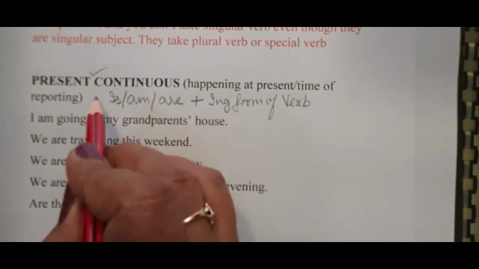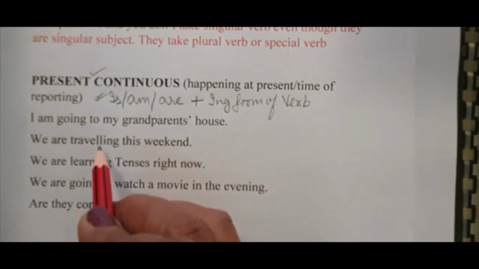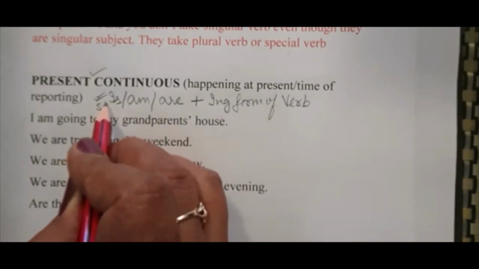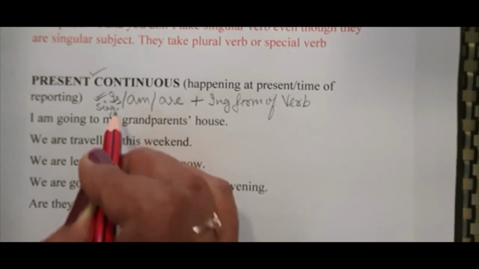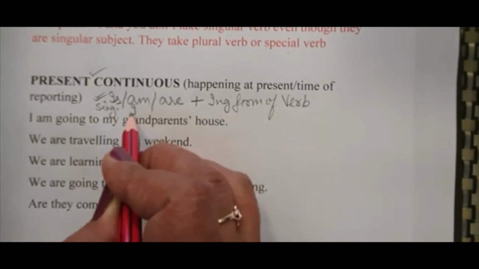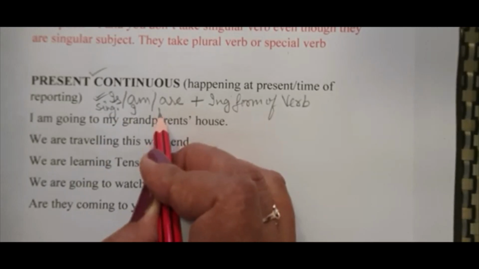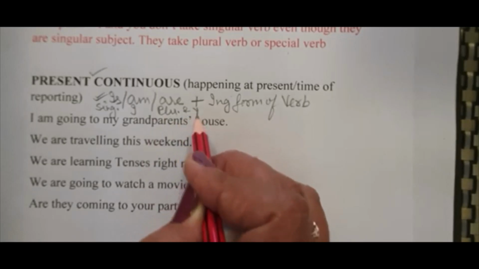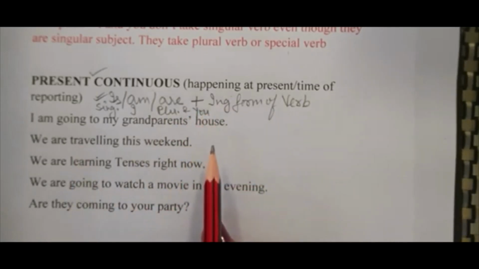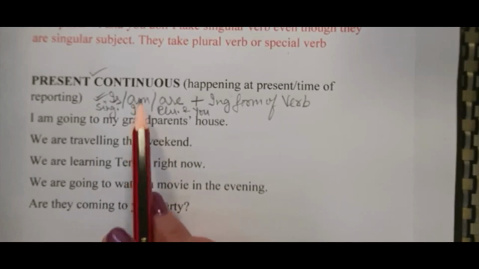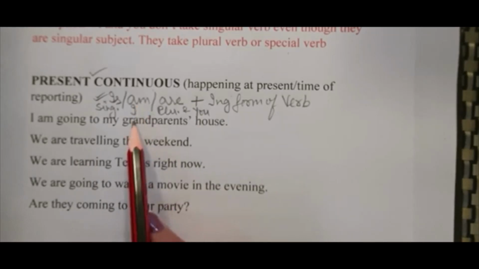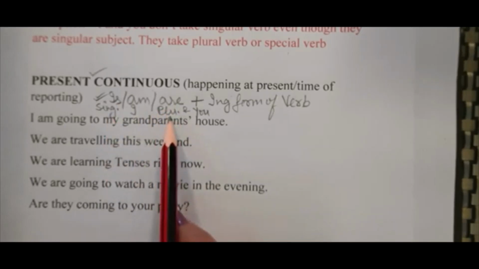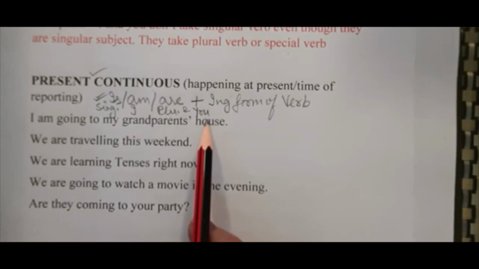For present continuous tense, we use is for singular subject. Am we use specifically for I, and are we use for plural subject, and you. So this thing you remember. Am is used for I, is is used for singular subject, are is used for plural subjects and you. Let's see the examples.